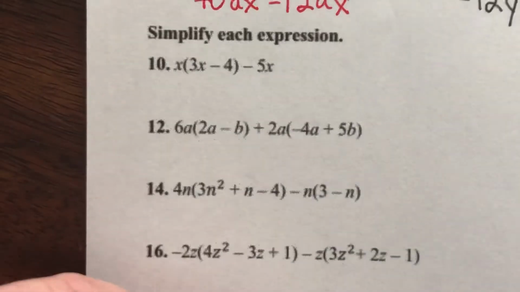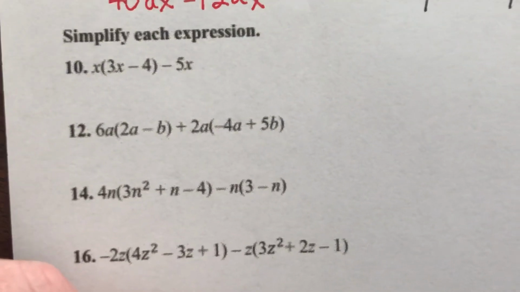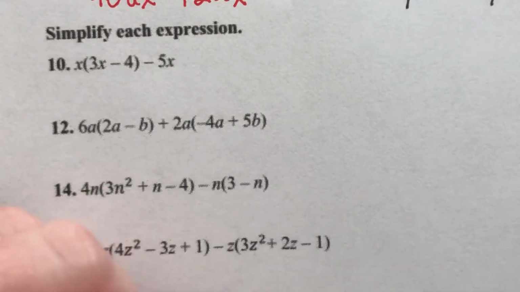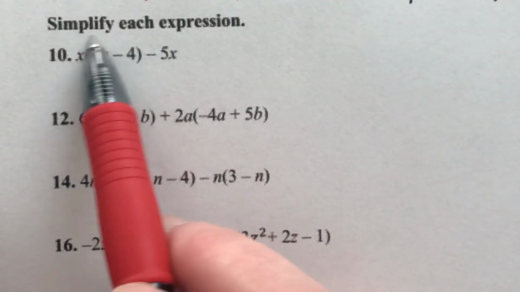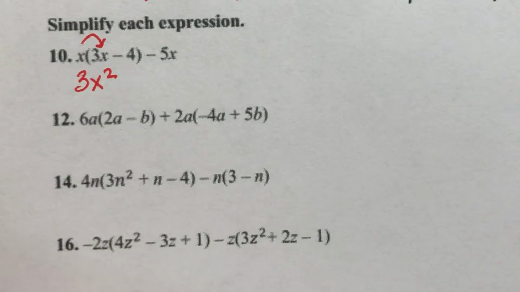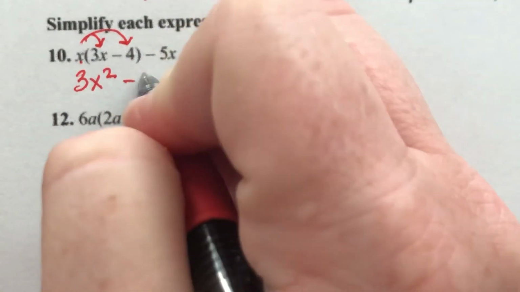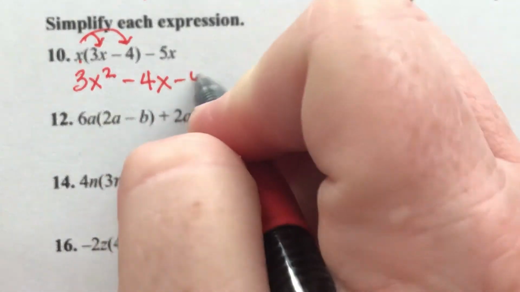All right, down here at the bottom, simplify each expression. So this is kind of combining a few different rules that you've learned. So let's go ahead and jump right in. First off, I want to simplify this, so I need to distribute this x. So x times 3x is 3x squared, and x times negative 4 is negative 4x. And then I've got this minus 5x hanging off the end.